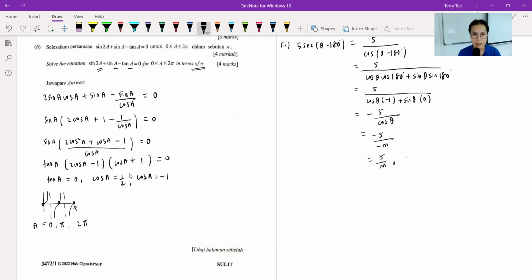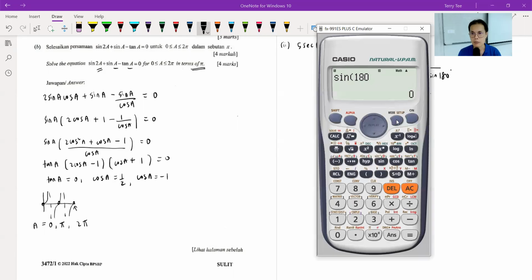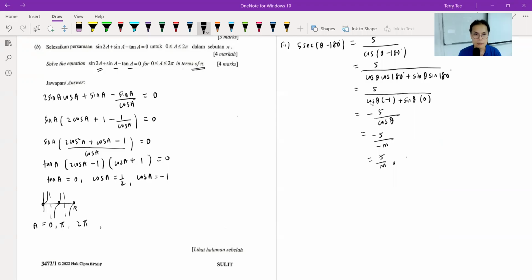For cos a equals half, use your calculator. Change your calculator to radian mode. Shift cos 1 over 2. Now, this is your reference angle, pi over 3. There are 2 answers for cos a here. We can say the first answer is pi over 3.